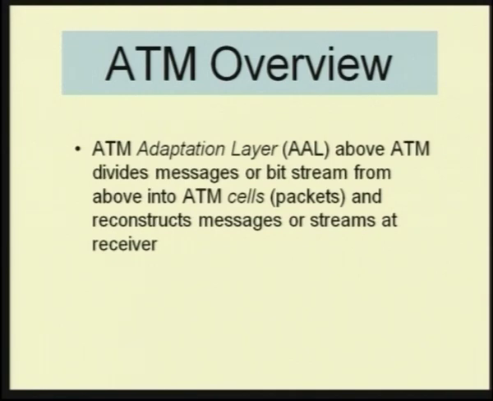Now, we just saw that there is something called an ATM layer, and then we have something called the AAL or the ATM adaptation layer. The purpose of this adaptation layer, which is sitting right above the ATM layer, is to divide the message or bit stream that is coming from above into ATM cells, and at the other end it will reconstruct the messages or streams at the receiver. So, on the sender side, it is responsible for taking data from the application or from the layer above and converting it into ATM cells, and on the other side it does the reconstruction. This is what is done by the ATM adaptation layer typically.